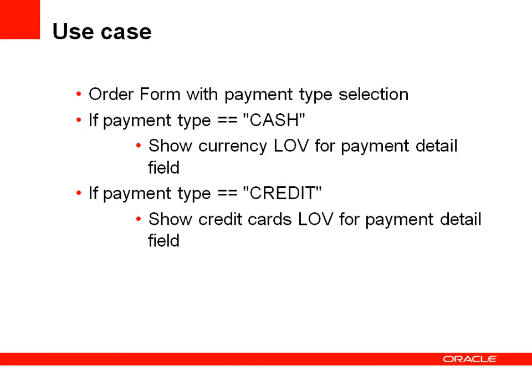The use case we're implementing in this little session is where we have an order form, and this order form has two different values for the payment type. One is cash, the other is credit. If a user decides to pay cash, then the list of value that populates a payment detail field will list all the currencies that we're supporting. If the payment type is selected to be credit, then the same list of value would list all the credit card companies that we're working with.